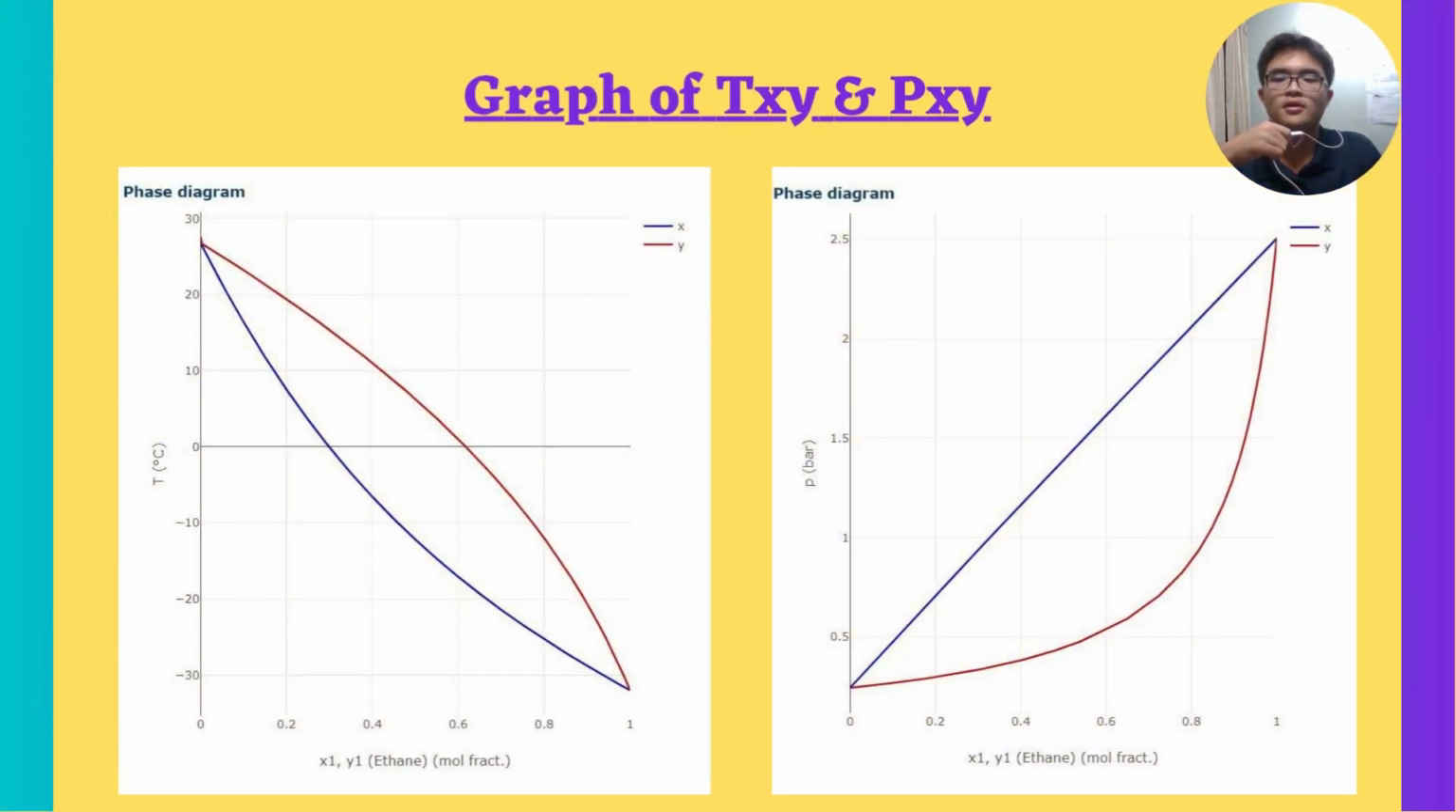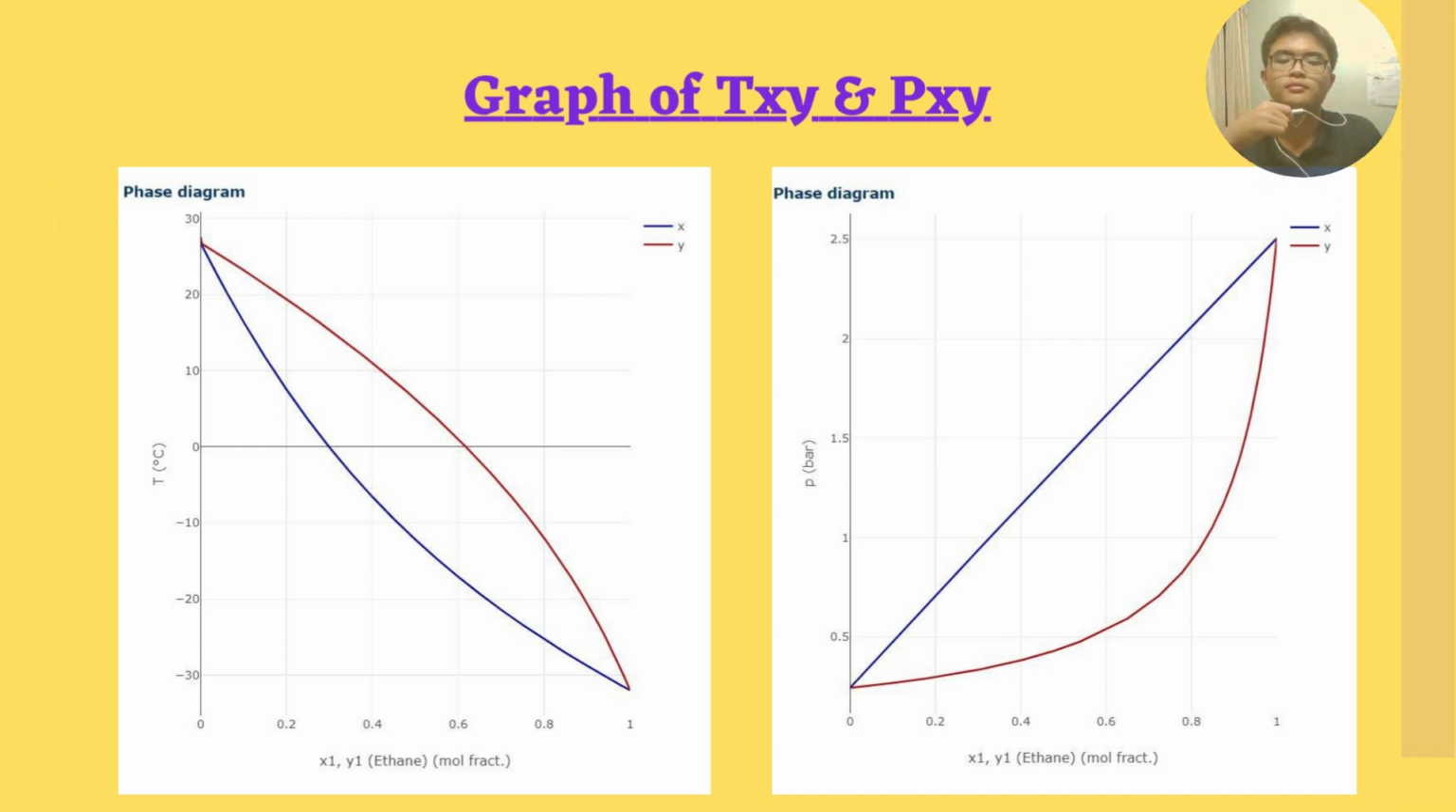Okay, so now let's look at the graph of T-x-y and also P-x-y. The left side is the graph of T-x-y, and the right side is the graph of P-x-y. For both graphs, the blue line represents the mole fraction of the liquid phase, while the orange line represents the mole fraction of the vapor phase. In the T-x-y graph, the temperature decreases as the mole fraction of ethane increases. Next, for the P-x-y graph, the pressure increases as the ethane mole fraction increases.